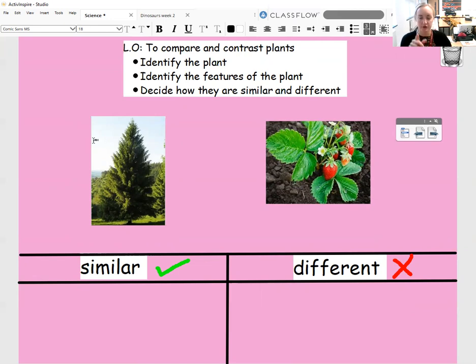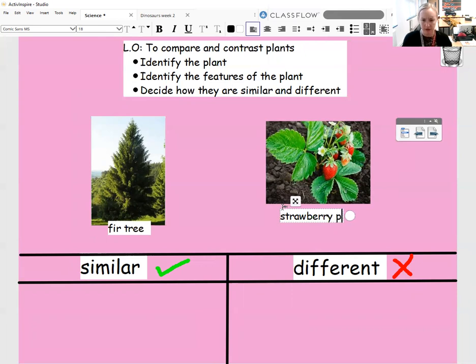And then let's just check one more. So yet again, I've got two things on the screen here. So identify the plant and then identify the features. So just pause it, have a think, name them, then identify the features. Okay, so hopefully you've done that. So here we've got a fir tree and we've got that strawberry plant again.